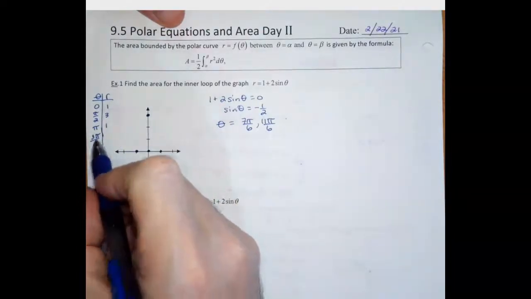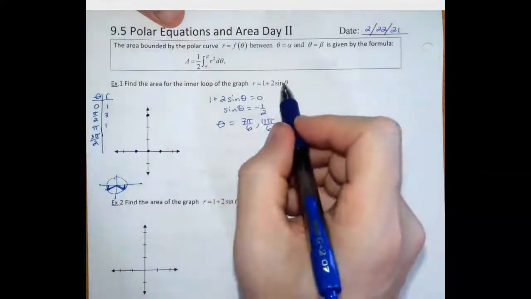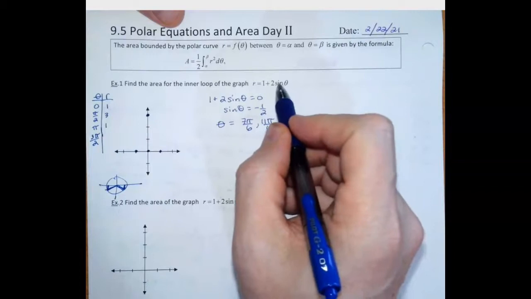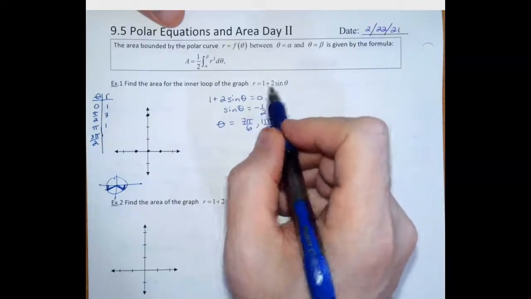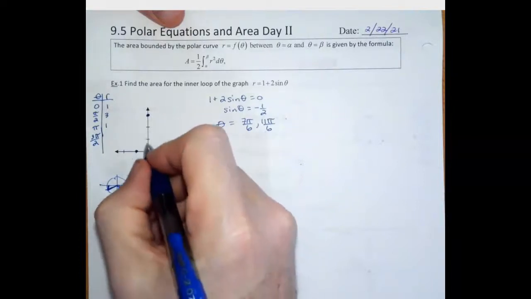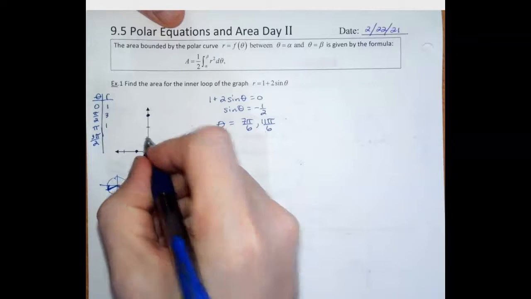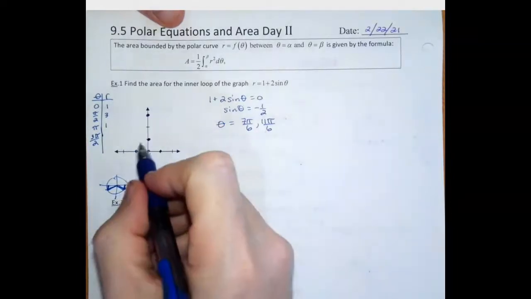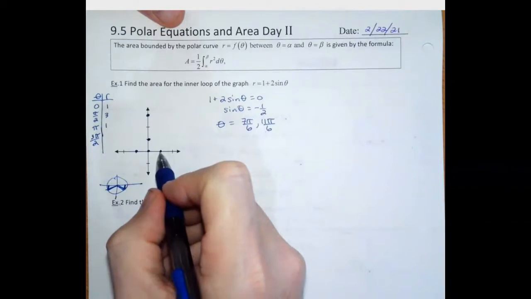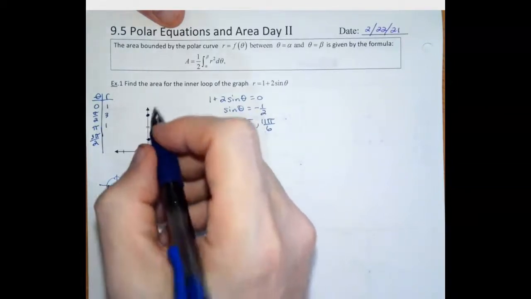And then if we plug in 3 pi over 2, sine of 3 pi over 2 is negative 1. So this is going to be negative 2 plus 1, which is negative 1. So when we go down here to 3 pi over 2, remember negative means go in the opposite direction. So that's actually going to bring us up here. And then when we hit 11 pi over 6, that's going to bring us back down to 0. And then when we get back to 2 pi, that's going to bring us back over here to 1.